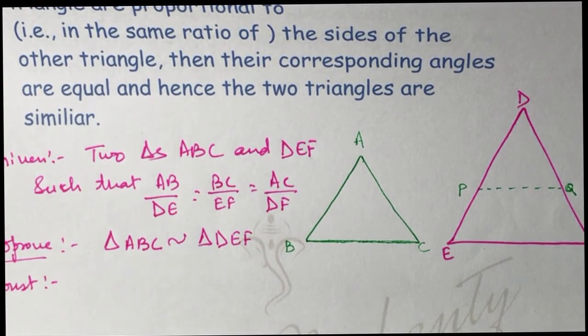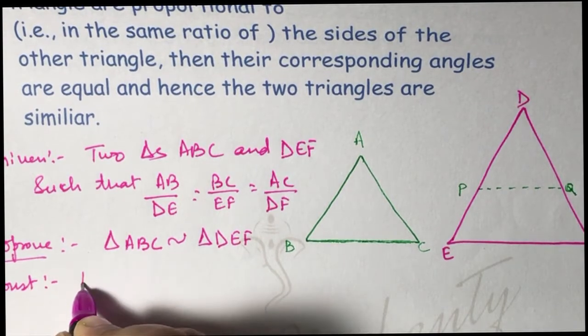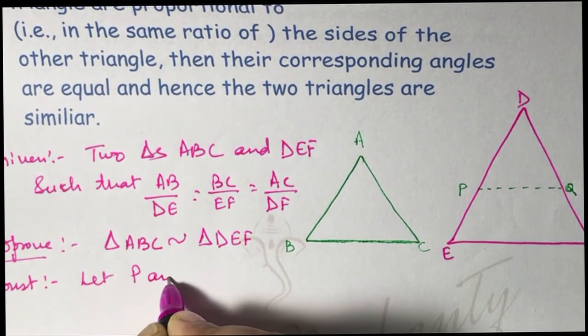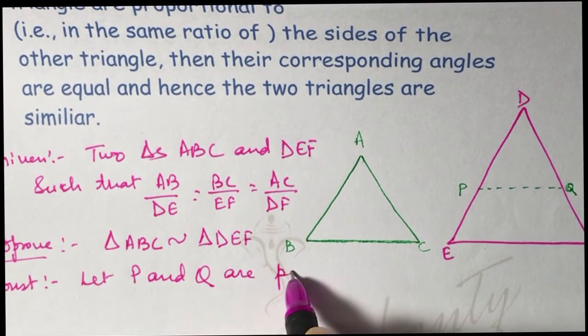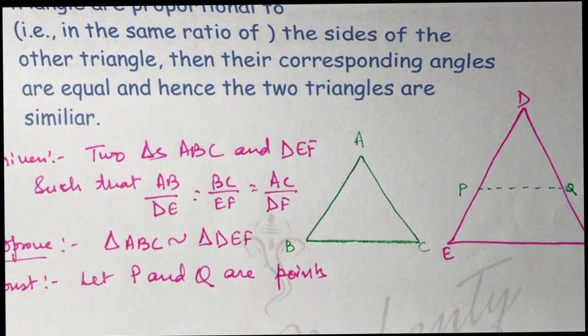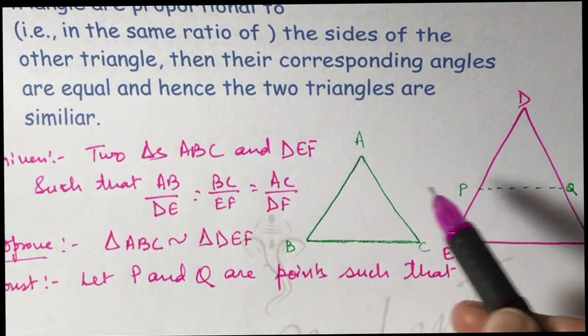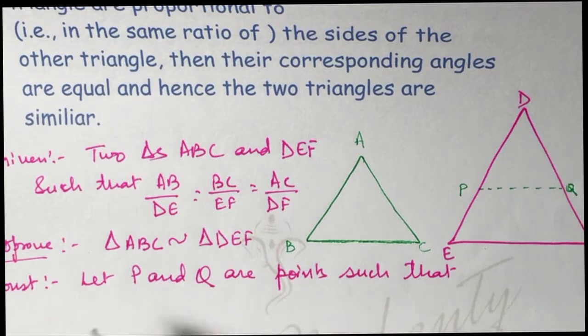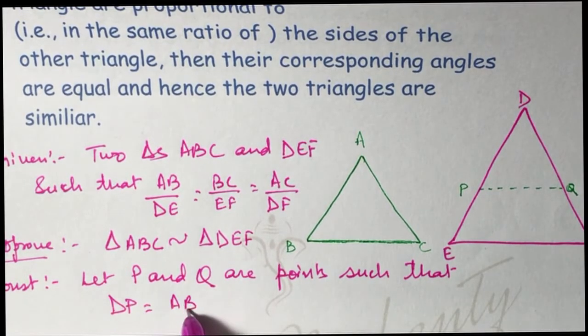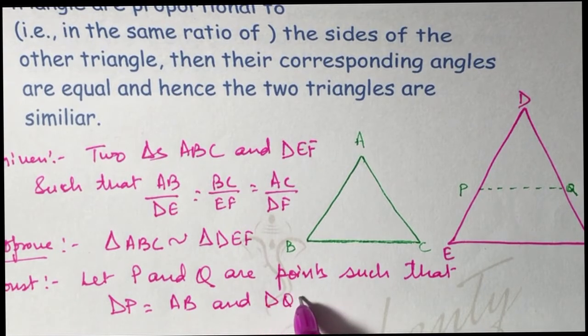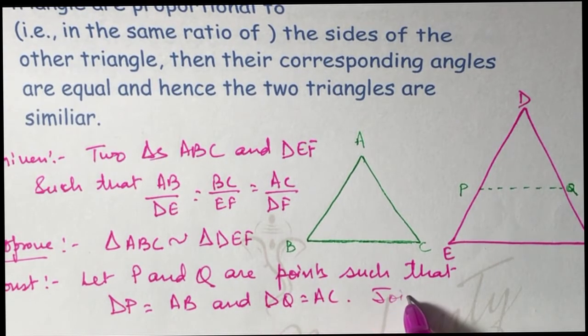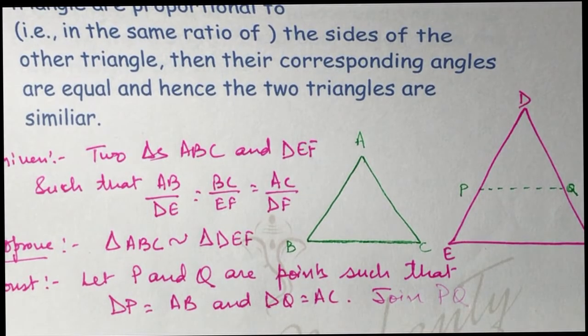That is the construction part. So what is the construction? Let P and Q be points such that DP is equal to AB and DQ is equal to AC. Then join PQ. Sorry, my ink is finished, so I am going for a different pen. Okay, so you will have join PQ.